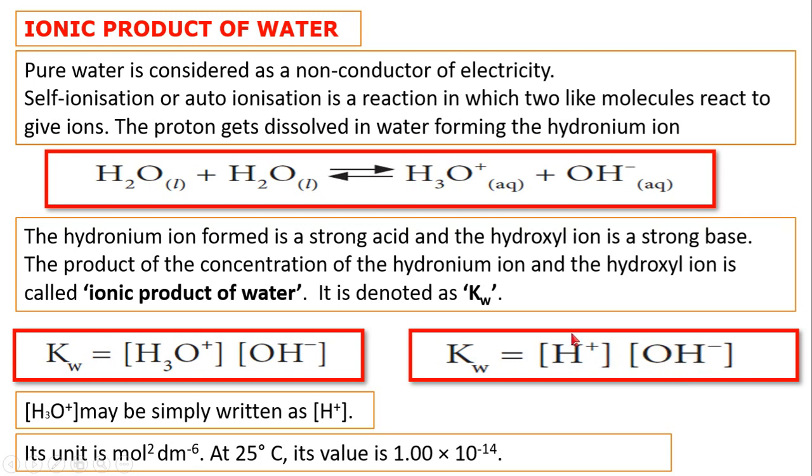The product of H+ and OH- ions. So H3O+ may be simply written as H+. H+ means it is a proton. So the ionic product of water can be expressed as the product of the hydronium ion, H3O+, and the hydroxyl ion, OH-. And its unit is mol^2 dm^-6. But at 25 degrees Celsius, its value is 1.00 × 10^-14.